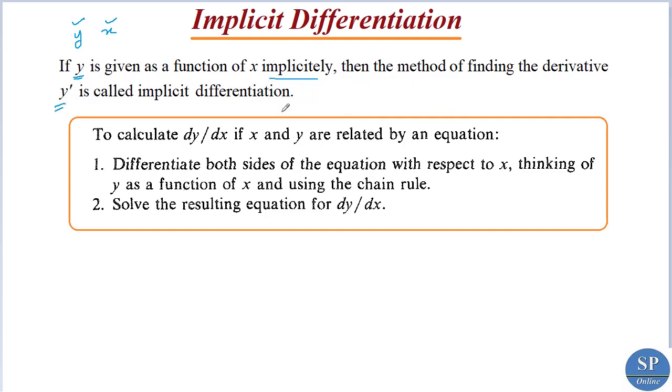So implicit differentiation is the method of finding the derivative y dash if the variables are related by an equation or the function is given in implicit form. So if x and y are related by an equation, then to find dy by dx, first differentiate both sides of the equation with respect to x, thinking of y as a function of x and using the chain rule. Then solve the resulting equation for dy by dx.